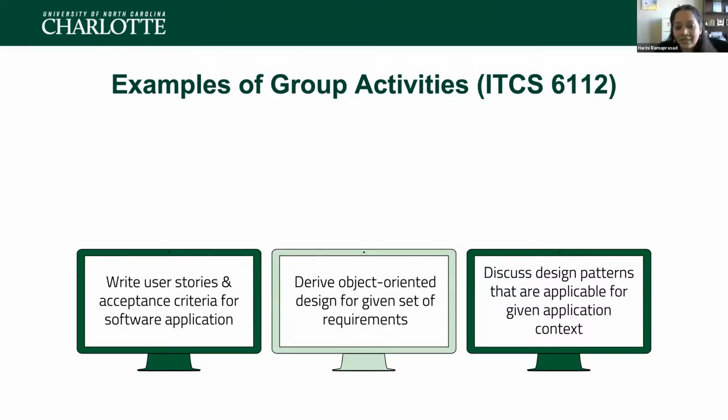And then their second activity could be to take a given set of requirements for a software and figure out how would you actually design this piece of software. What is the object-oriented design for the software? So that's another example. And there's other activities in which they are given a broad application context and they have to brainstorm and discuss different design patterns. Design patterns are essentially just different tried and tested ways of designing software to meet specific requirements. And so they're discussing what types of design patterns might be applicable in a given context and why.